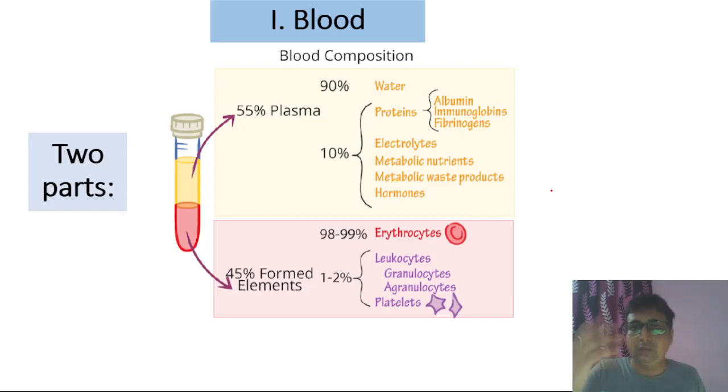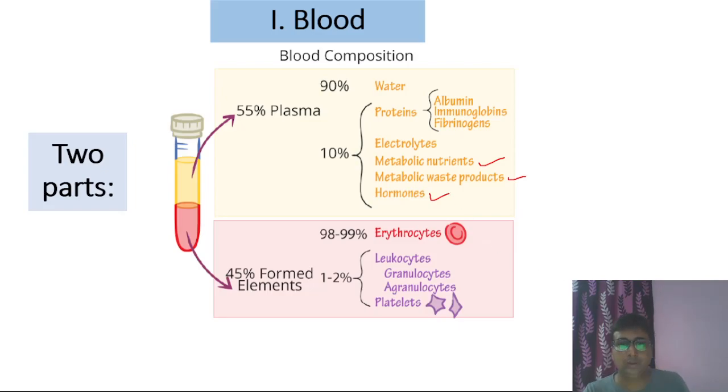Besides water and proteins, it also has other things such as electrolytes, sodium and potassium, calcium and magnesium, chloride and bicarbonate ions, and also the nutrients that are always in transit, such as lipids, amino acids, fatty acids and glycerol, and glucose. It also has waste products such as carbon dioxide and urea, and hormones also flow in it. So the plasma is mainly composed of water, proteins, electrolytes, nutrients, metabolic waste products, and hormones.